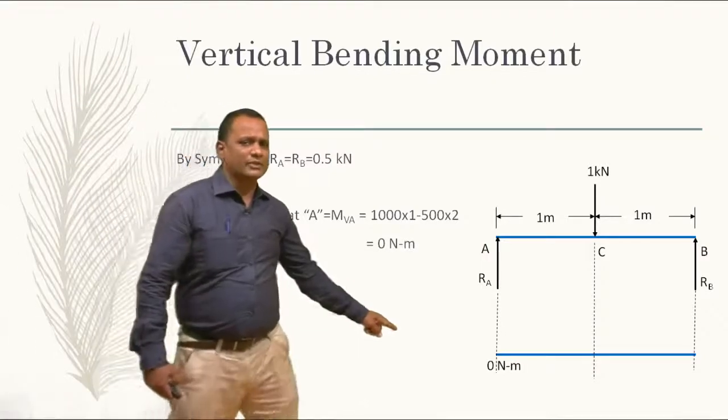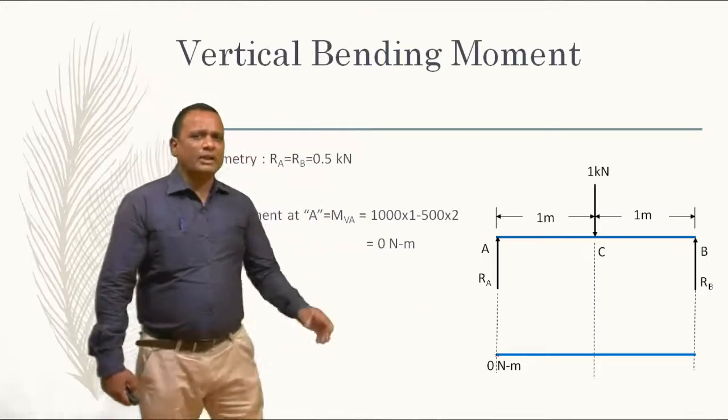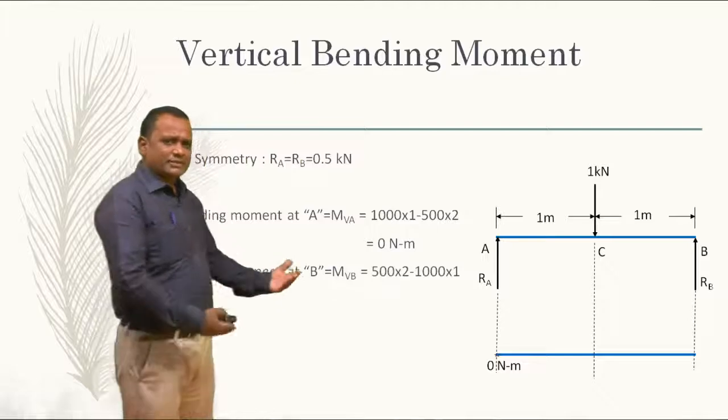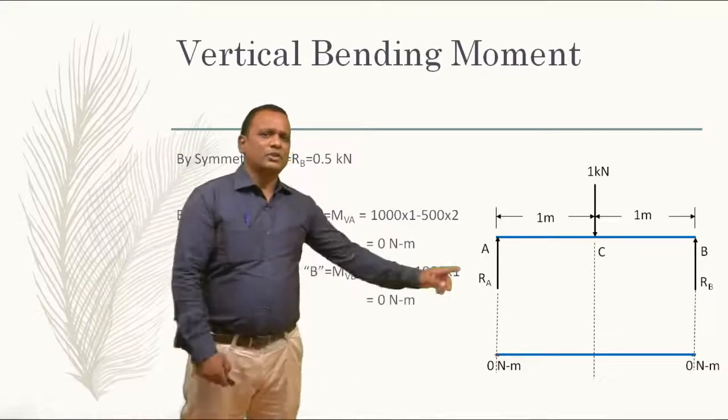Now I will mark it. As you can see here, I have marked 0 over here. Further, at point B, things remain the same. So again at point B, it is 0 Newton meter.